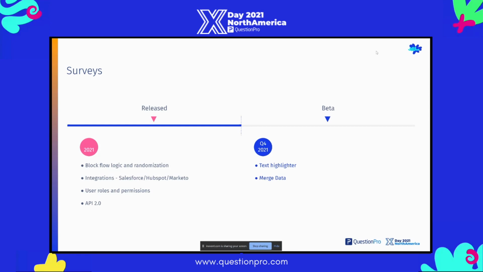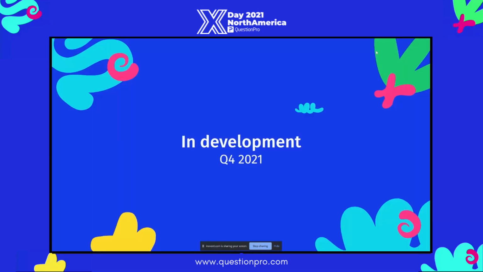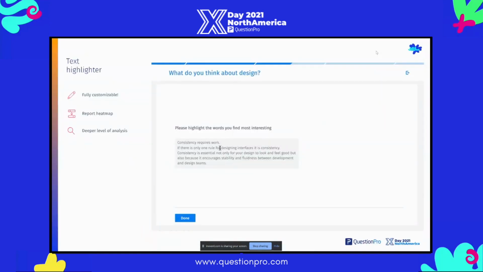We've got a few things in beta that I'm going to jump to next. And Sanket, if you could just advance. There you go. Thank you. The text highlighter question, this is in beta, it's available to use. If you want to get on our beta tester program, just ping us in the chat and one of us will get back to you.